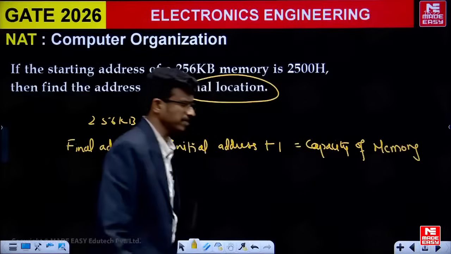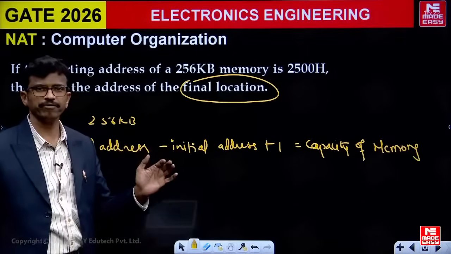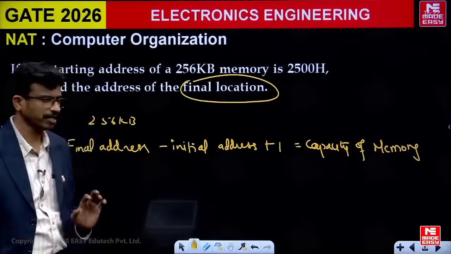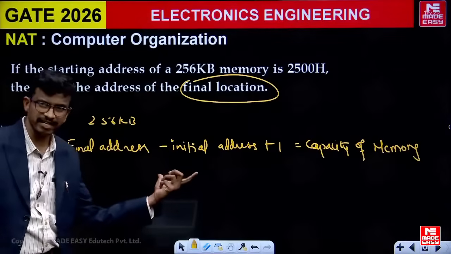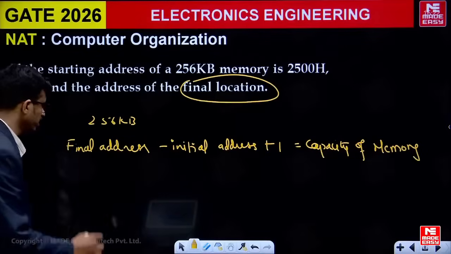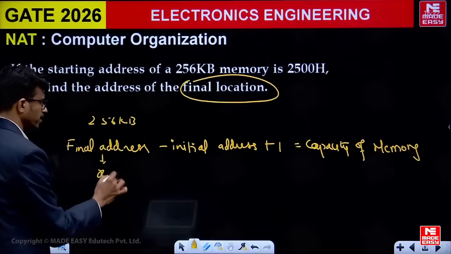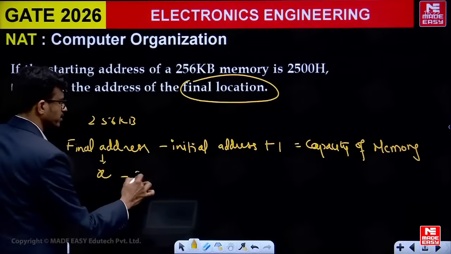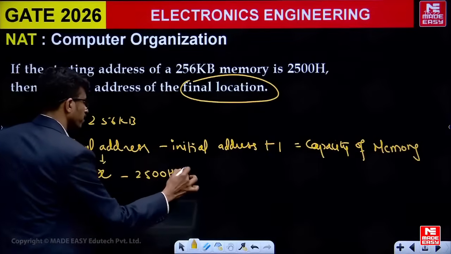But here the capacity of memory we have to consider by default is in the form of bytes, right. So if you observe the LHS and RHS, this is in hexadecimal form. So what is the final address? We don't know, x. And what is the initial address? It is given as 2500 plus 1.